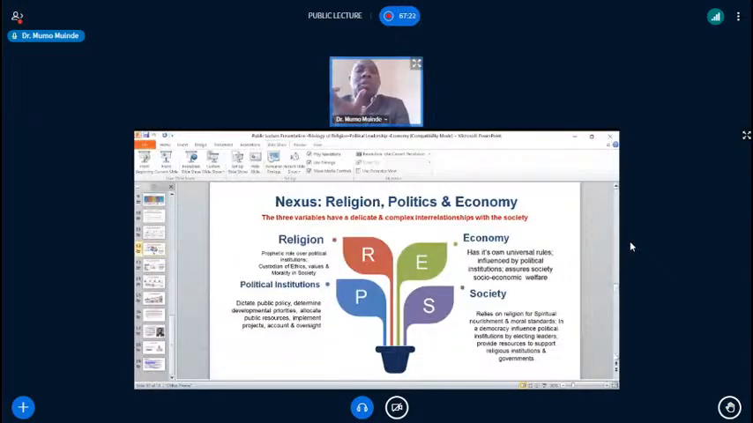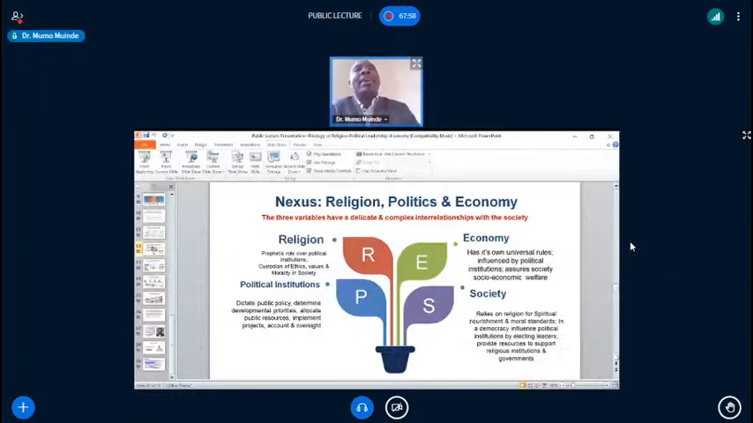But now going to the crux of the topic, how does religion, politics, and the economy connect? As I've said, and as I'm going to put in this particular lecture, the three can never be separated from one another. And the two, religion and politics, have a lot of relation, either in direct relation or indirect relation with the economy. The first thing I will look at is religion. How does religion relate with the economy?